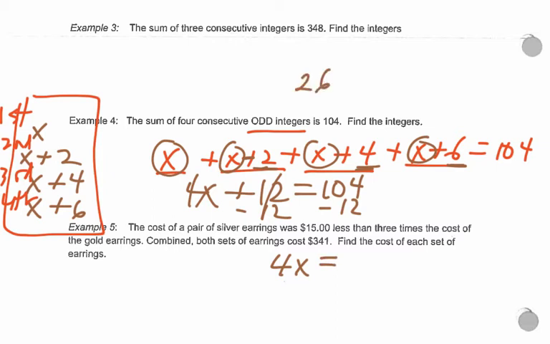So we subtract there again. We get 92. Divide by 4. You might have to write that one out. Use your calculator. X is 23.